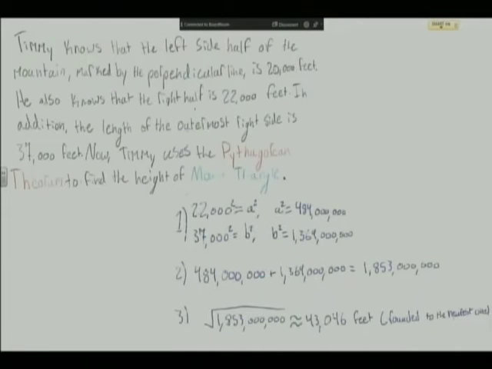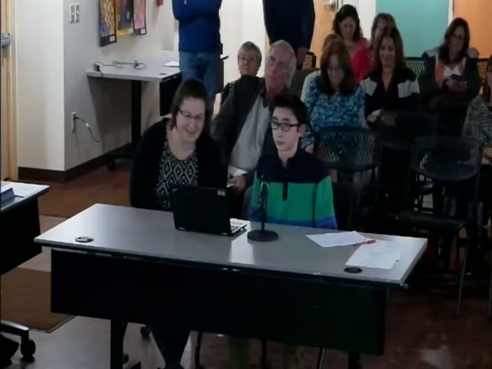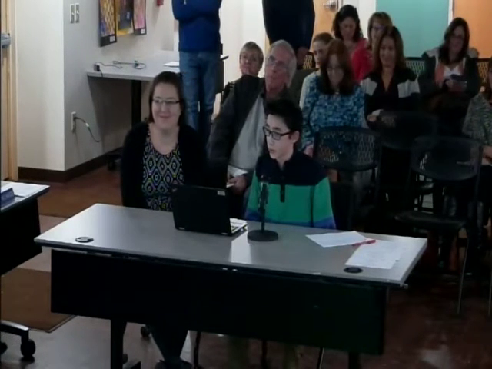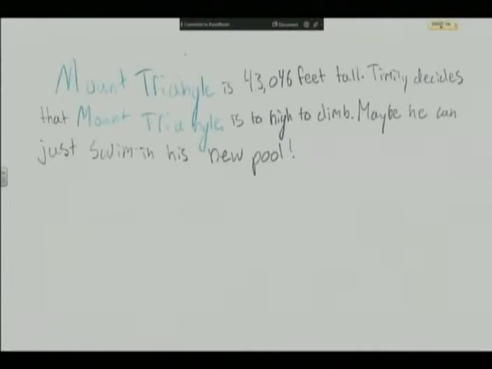Timmy knows that the left side half of the mountain marked by the perpendicular line is 20,000 feet. He also knows that the right half is 22,000 feet. In addition, the length of the outermost right side is 37,000 feet. Now, Timmy uses the Pythagorean theorem to find the height of Mount Triangle. Mount Triangle is 43,046 feet tall. Timmy decides that Mount Triangle is too high to climb. Maybe he can just go swim in his new pool.